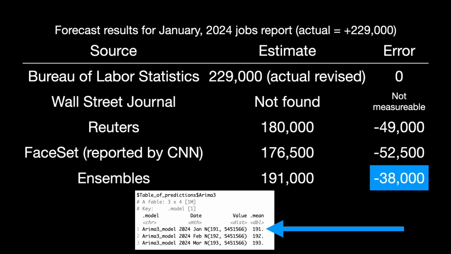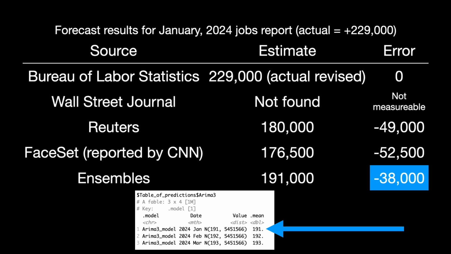The final number for January was 229,000. I searched and searched and searched in the Wall Street Journal, couldn't find what their number was for forecast, but Reuters was easy. That was 180,000, so they were low by 49,000. CNN said 176,500. They were low by 52.5. And the ensembles function, you can see it right there, 191,000. So we were low, but we were closer than any of the other estimates.